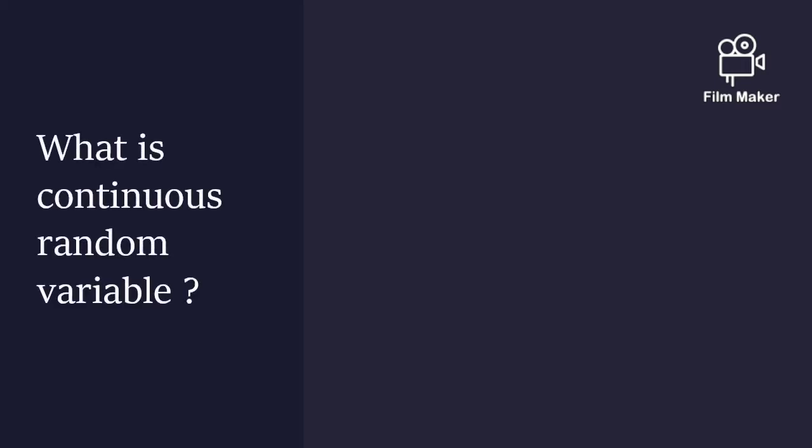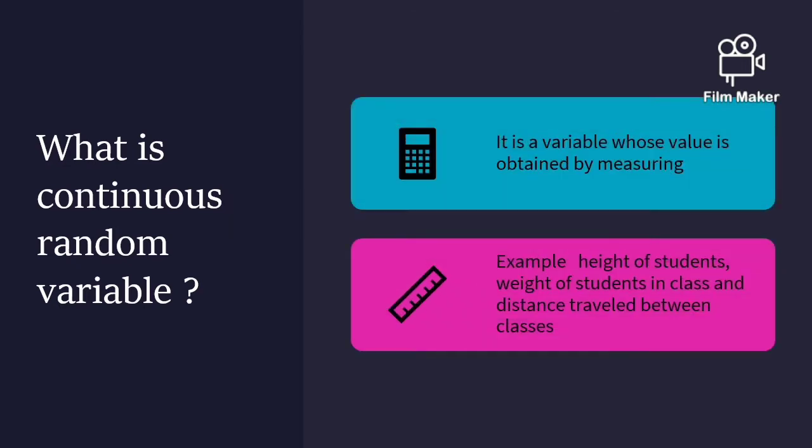What is continuous random variable? It is a variable whose value is obtained by measuring. Example, height of students, weight of students in class, and distance traveled between classes.